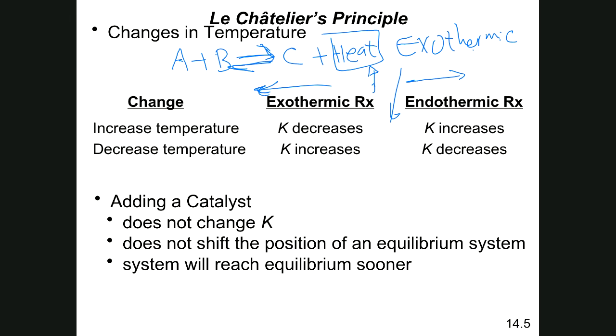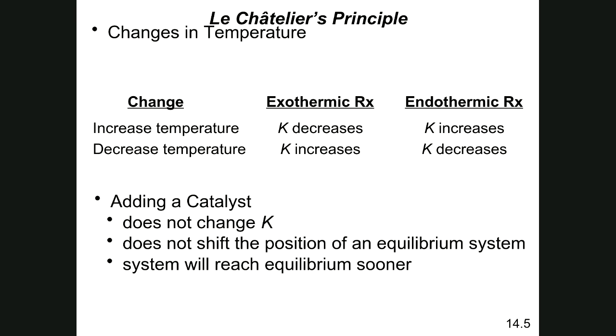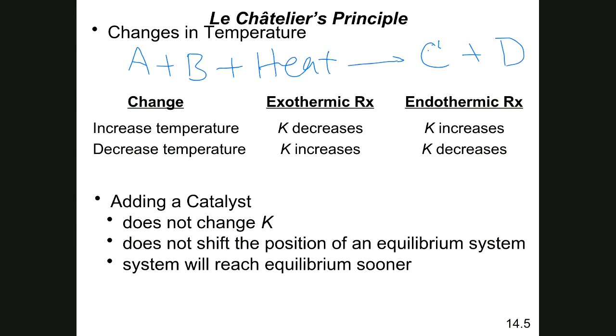Now, if you have an endothermic reaction, how is that going to be different? For an endothermic reaction, you have A plus B plus heat. That gives products, and your products could be C, or it could be C plus D. The number of products or reactants doesn't matter for endothermic or exothermic. What matters is that heat appears on the reactant side, which means heat has been absorbed, or heat on the product side, which means heat has been released for an exothermic reaction. So this is an endothermic.